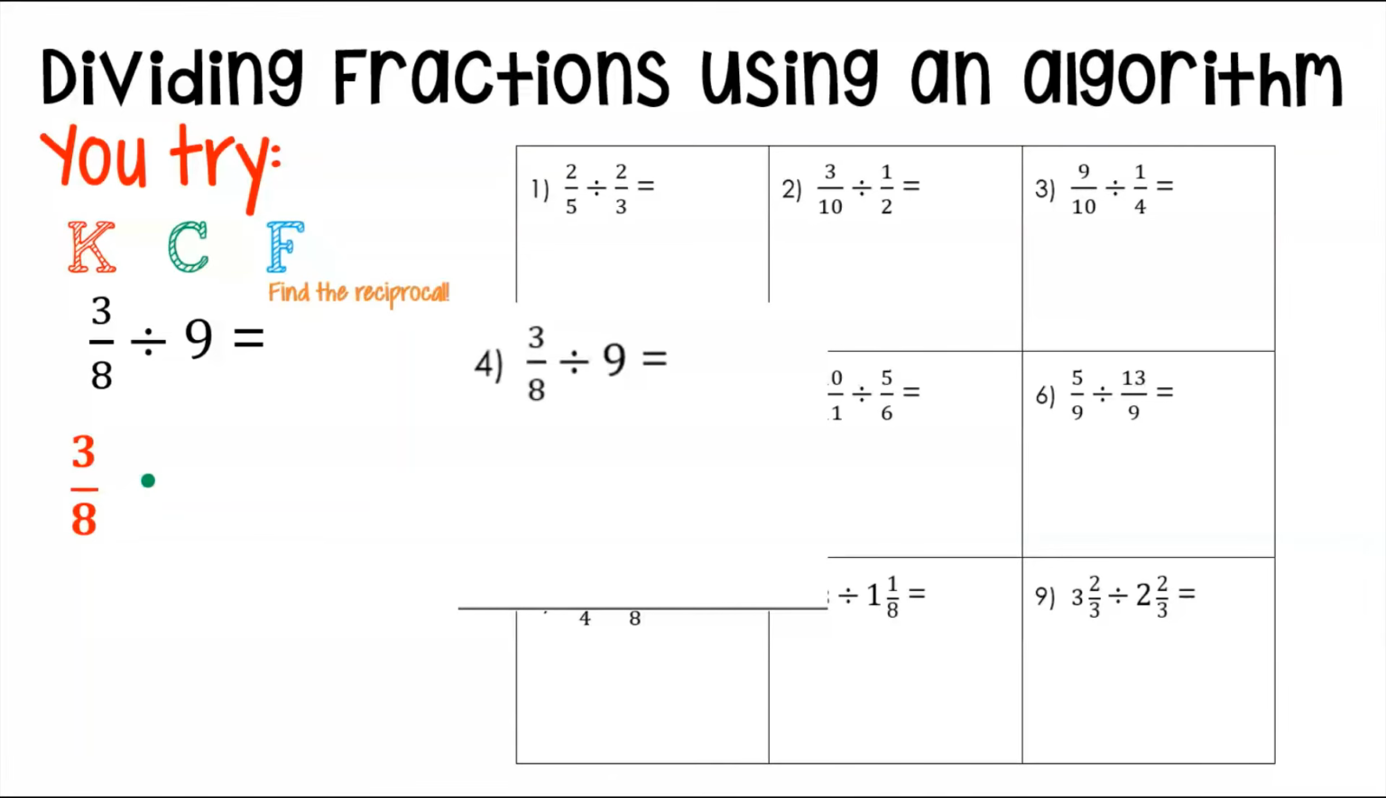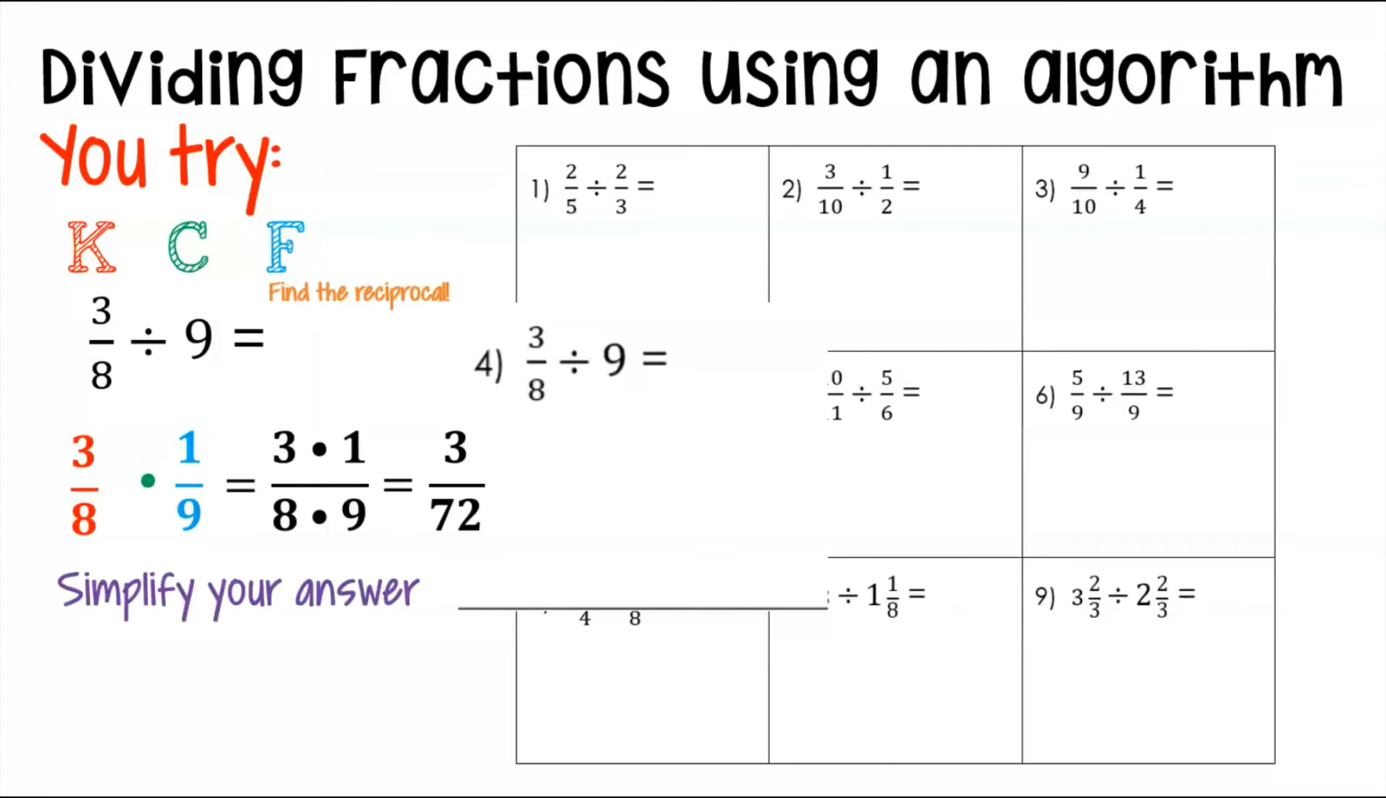of the last fraction. And 9 is not a fraction in its current state, but remember, every whole number can be made into a fraction by putting a 1 underneath it. So if it's 9/1, its reciprocal will be 1/9. Then we simply multiply across. 3 times 1 is 3, and 8 times 9 is 72.